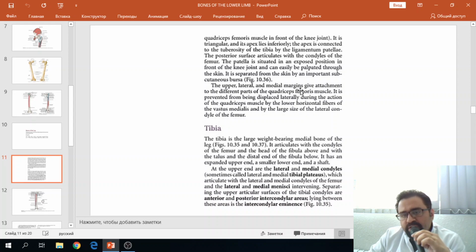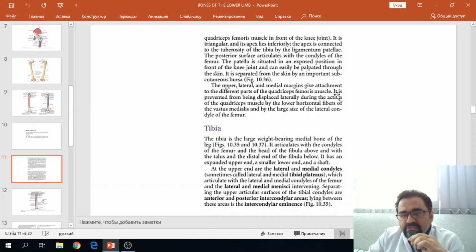The upper lateral and medial margins give attachment to the different parts of the quadriceps femoris muscle. It is prevented from being displaced laterally during the action of the quadriceps muscles by the lower horizontal fibers of the vastus medialis and by the large size of the lateral condyle of the femur.